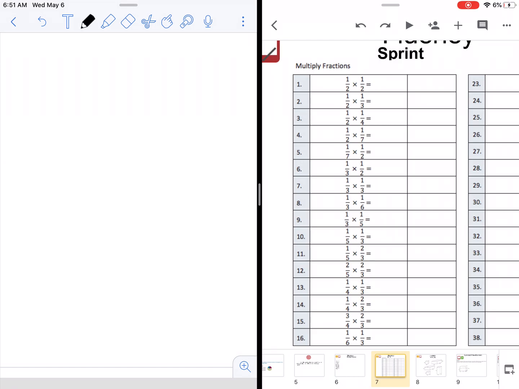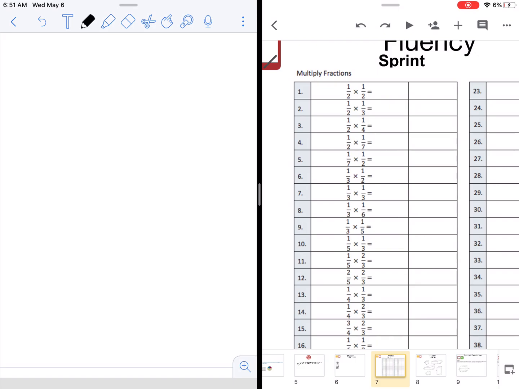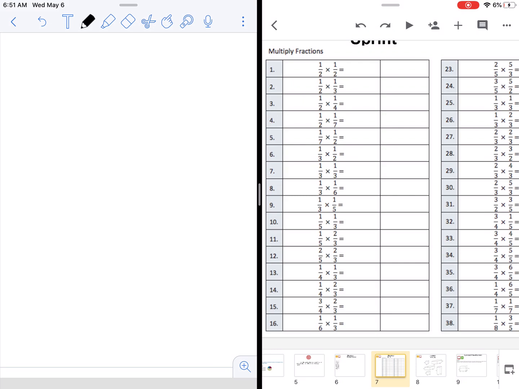All right. So number 1, we'll move this up here. Number 1 is 1/4. Number 2 is 1/6. 3 is 1/8. 4 is 1/14. 5 is 1/14. 6 is 1/6, and so on. And so remember that when you multiply, you multiply straight across.